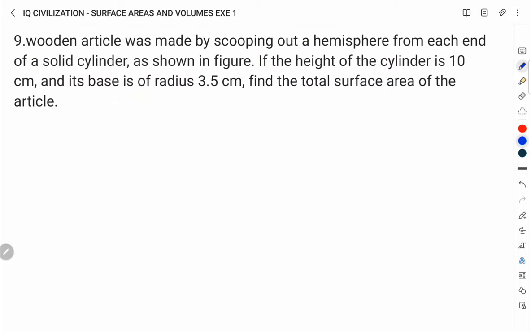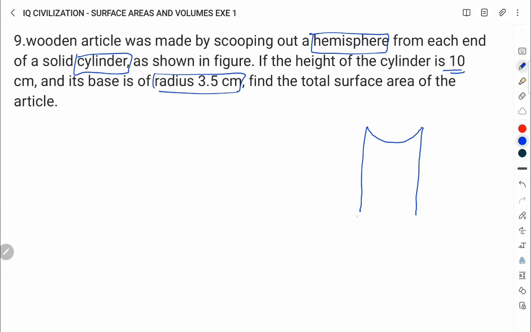Over. Next one. See, here is the wooden article. Scooping out a hemisphere is my keyword, in a solid cylinder, that is also another keyword. The height of the cylinder and base radius are given. So see, this is a cylinder. In this one scoop, another hemisphere, another scoop. This is one scoop and this is another scoop. Now that is of radius 3.5 and the total height will be 10 cm.